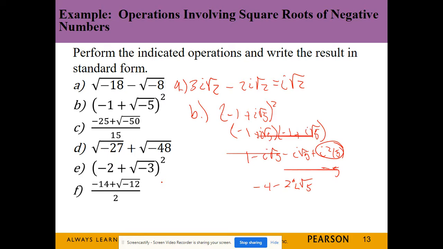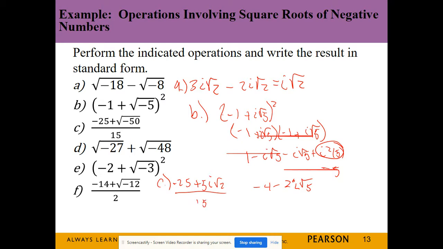Part C, you have -25 plus square root of -50. I'm going to simplify square root of -50. 50 can break into 25 and 2. Square root of 25 is 5. The fact that you have a negative there means it's going to be 5i root 2. And all that's divided by 15.